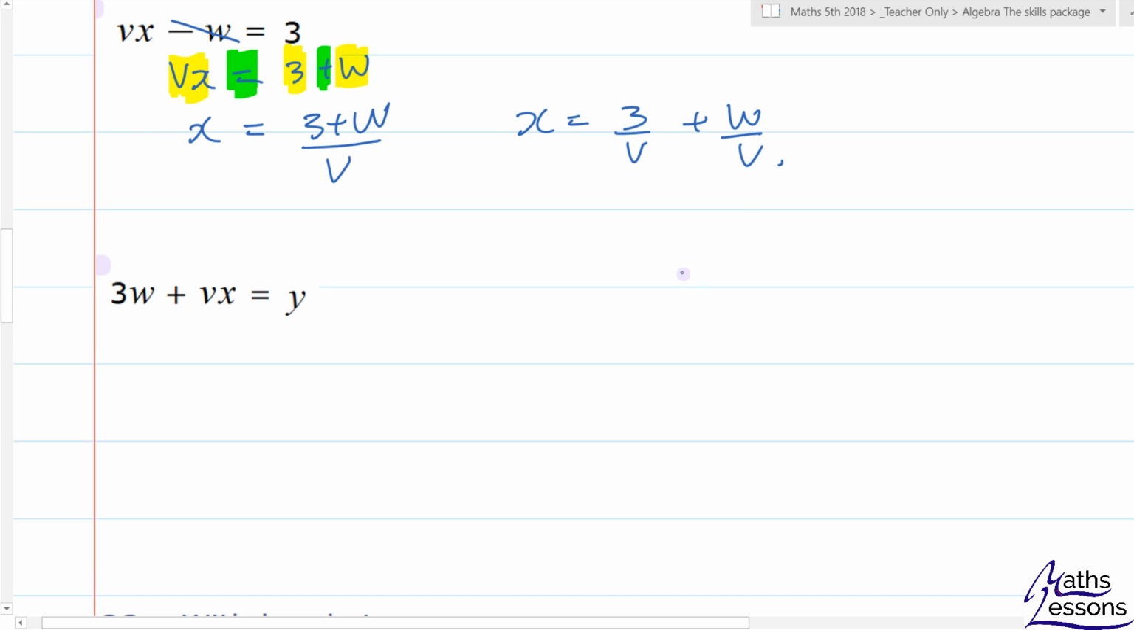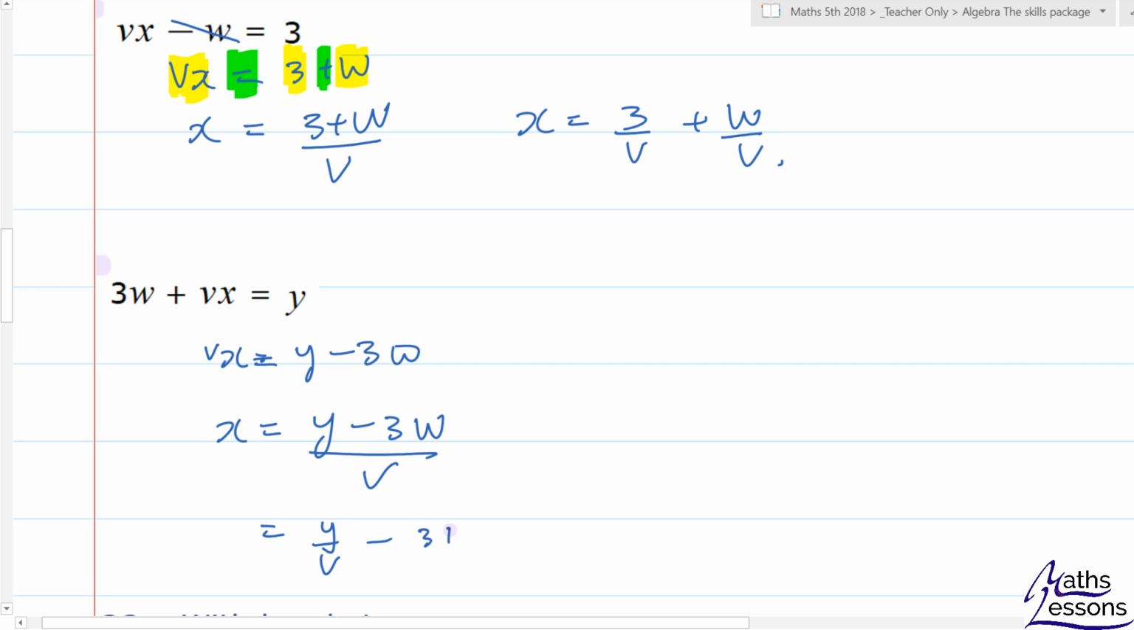Right, next one. We want to get X on its own, so first thing I'll do is I'll subtract 3W from both sides. And then I'm going to do the same again, divide by V. If all you're doing is rearranging, then that's a perfectly good answer. But it's also the same as Y over V minus 3W over V. It's worth knowing both those ways of doing it.